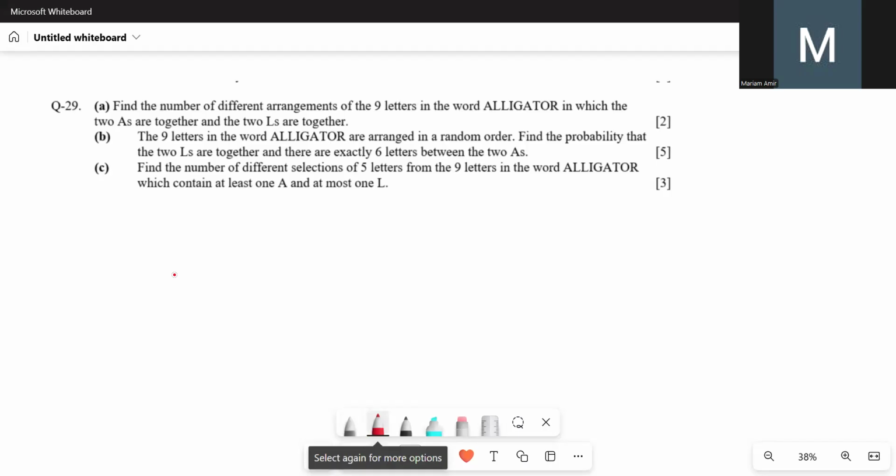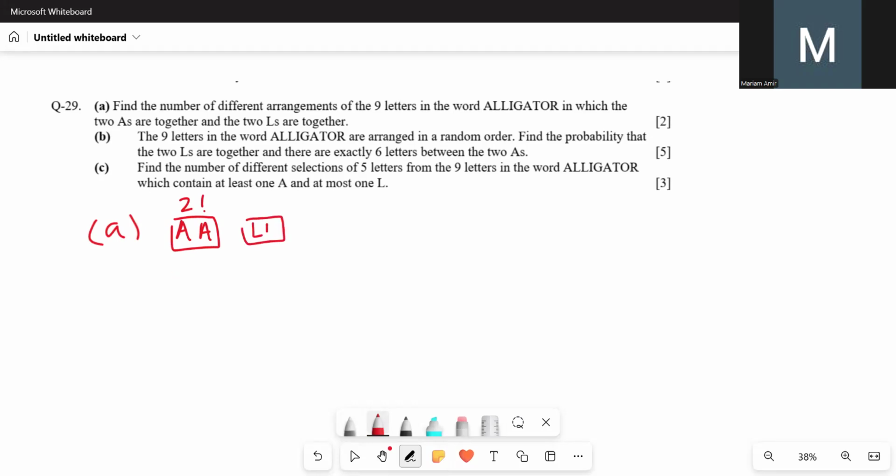Find the number of different arrangements of the 9 letters in the word alligator in which the two A's are together and the two L's are together. Okay, so we'll group A and A, which makes 2 factorial. Then L and L, that's also 2 factorial. And then we have another 7 alphabets left.